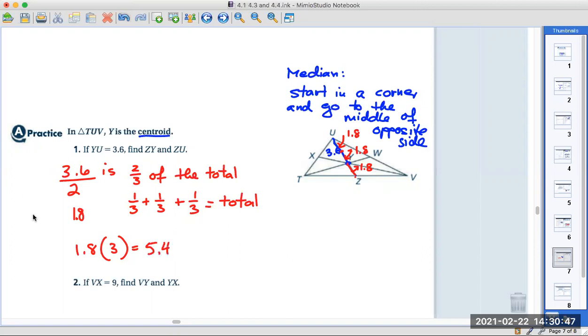Okay, so let's answer the question. I got my 3 parts, and 2 of them is 3.6, 1 of them is 1.8, and the total is 5.4. So ZY, this part, is 1.8, and ZU, the total, is 5.4. Okay, that's the relationship. 2/3 of the total would be 3.6, and from that number, I find each part, 1/3, 1/3, 1/3. I'm trying to figure out another way to explain it to you.